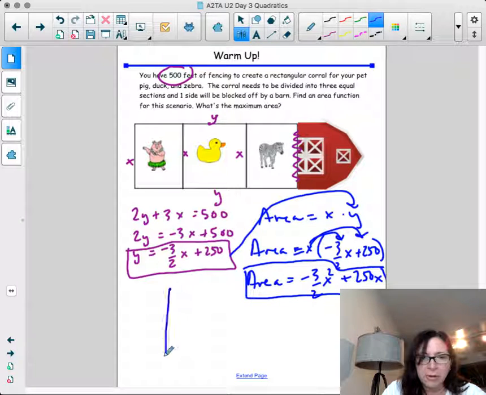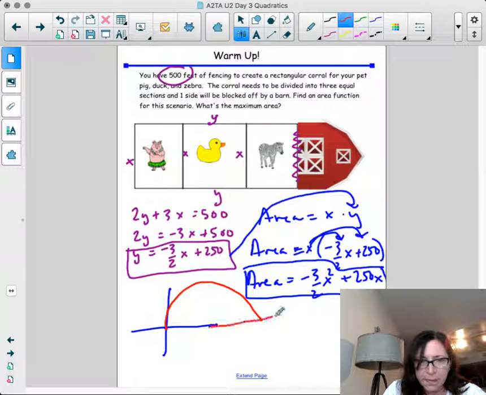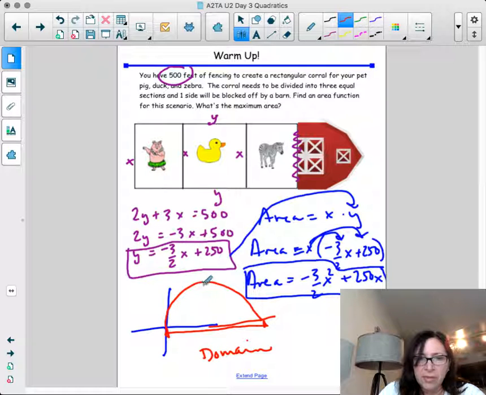Looking at this parabola, if I were to draw a little sketch here, if x was 0, y would be 0. So I'm going to know that this is 0 here, going up and over here. My domain is going to go from here to here. That's the domain. And this value up here is going to be half of our domain. And also, this is going to be the max area. Okay, and so that's what I want to find.